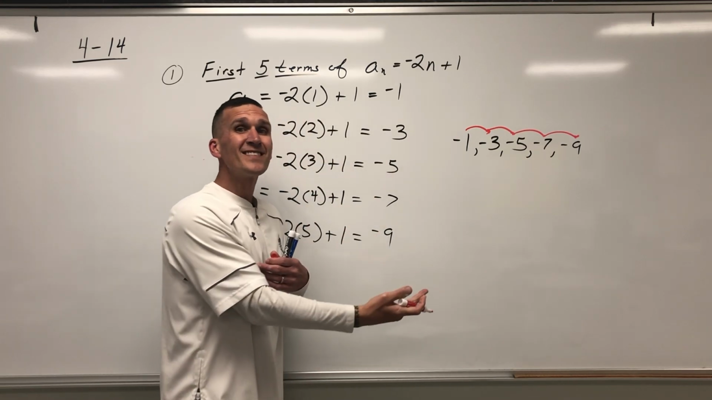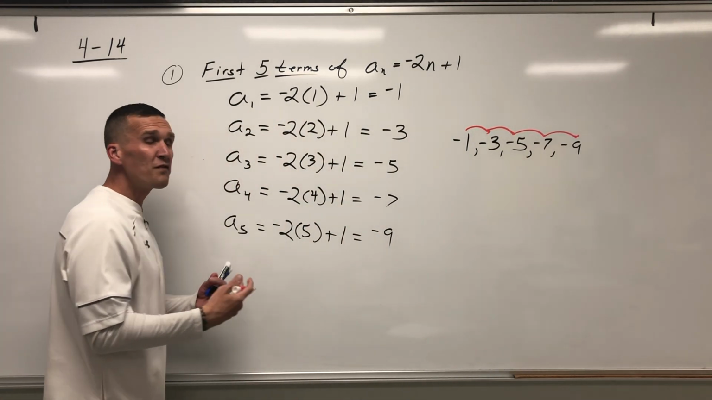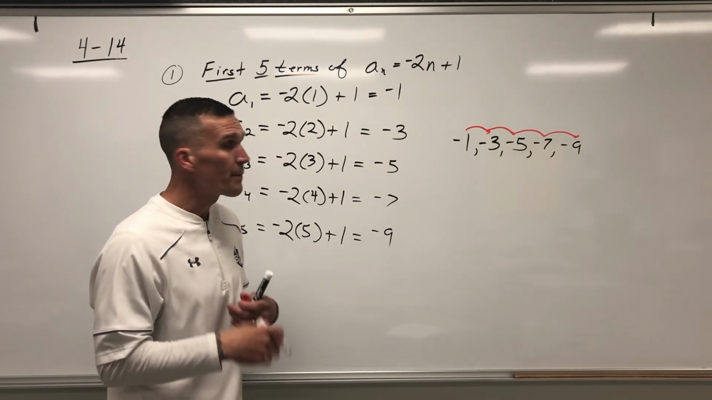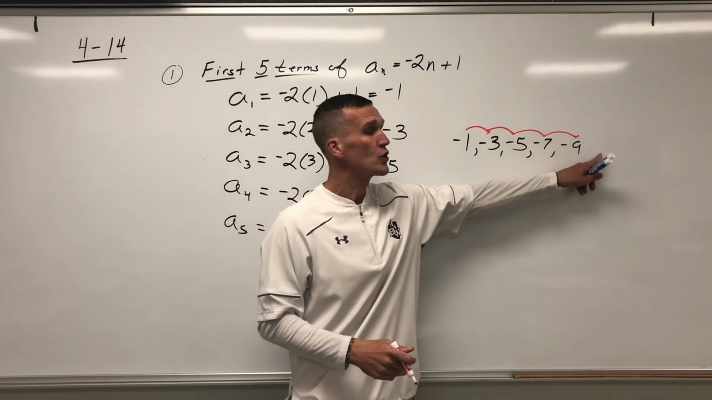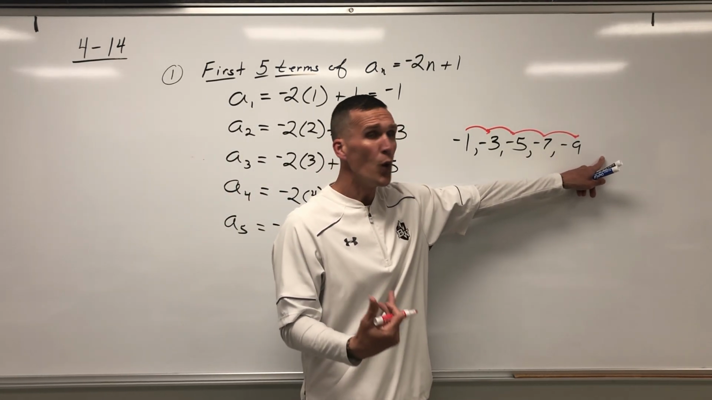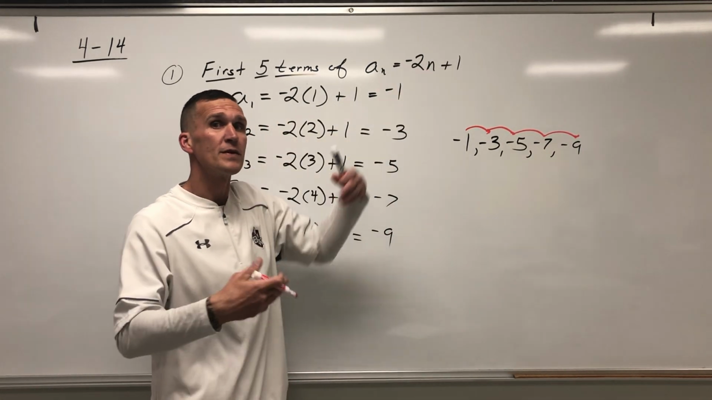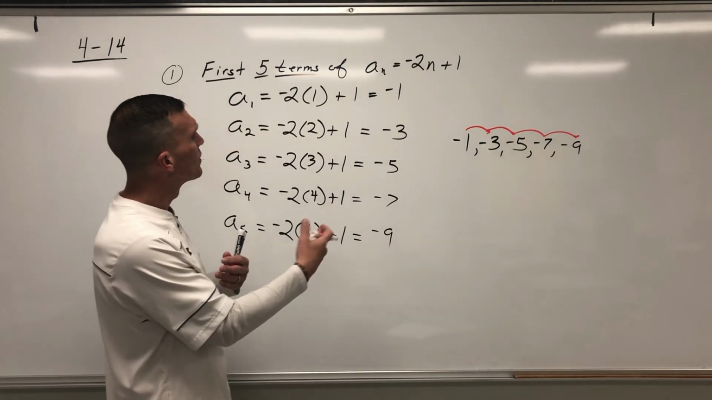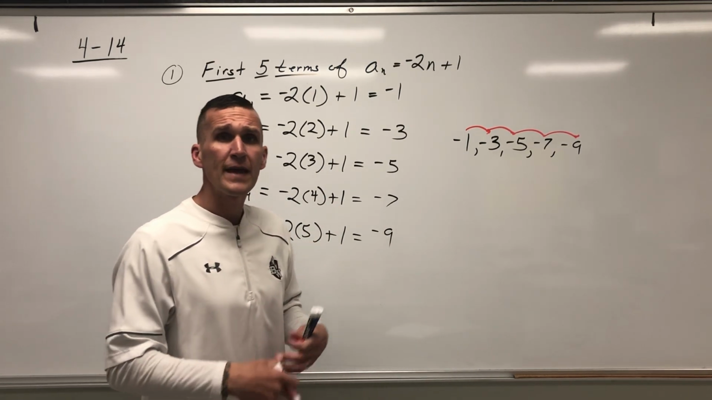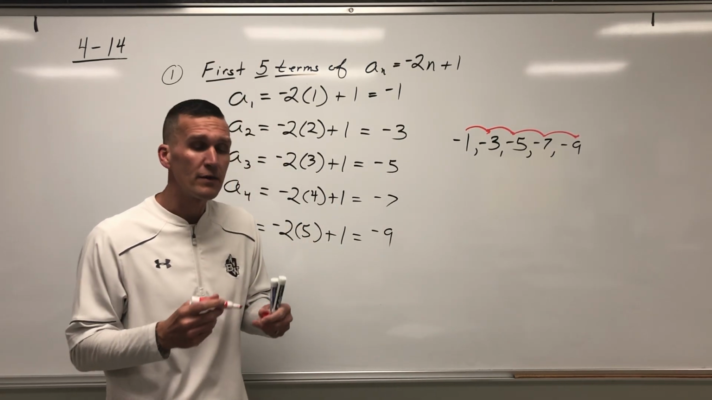So in order to find the sixth term, if I wanted to find a sub 6, now I'm not asking you to do that, but if I wanted to, I could minus 2 again and get negative 11, or I could plug 6 into the formula for the sixth term. So that's why formulas are so important. They actually generate the sequence or the pattern of numbers.